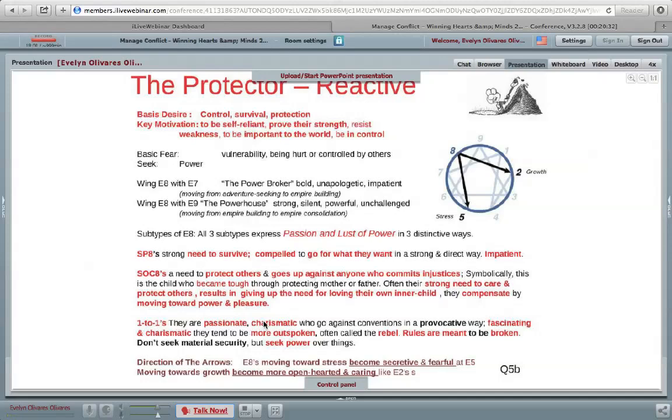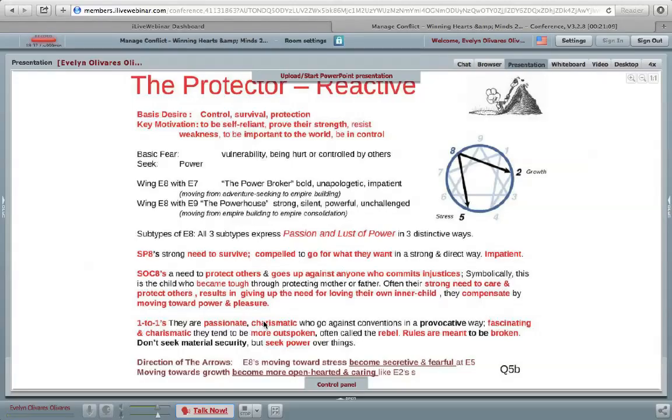Often their strong need to care and protect others results in giving up the need for loving their own inner child. They compensate by moving towards power and pleasure. The one-to-one 8s are so very passionate, they're charismatic, they go against conventions in a really provocative way. They're fascinating, they tend to be more outspoken, often called the rebel. They live the rebel really, really well. Rules are meant to be broken. They don't seek material security, but they do seek power over things.